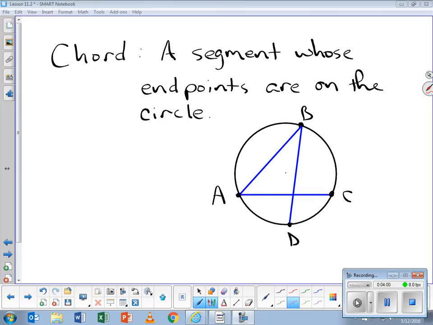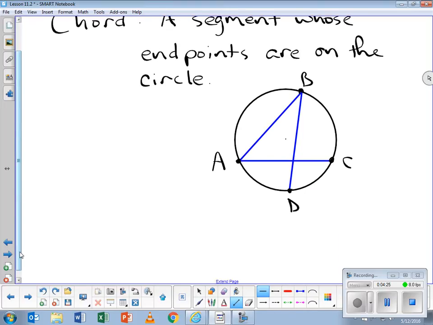Okay? What if I draw this chord? What do we call that chord? The diameter, because it passes through the center of the circle, right? So that would be the diameter. But it's a chord because its endpoints are on the circle. Any questions on that?